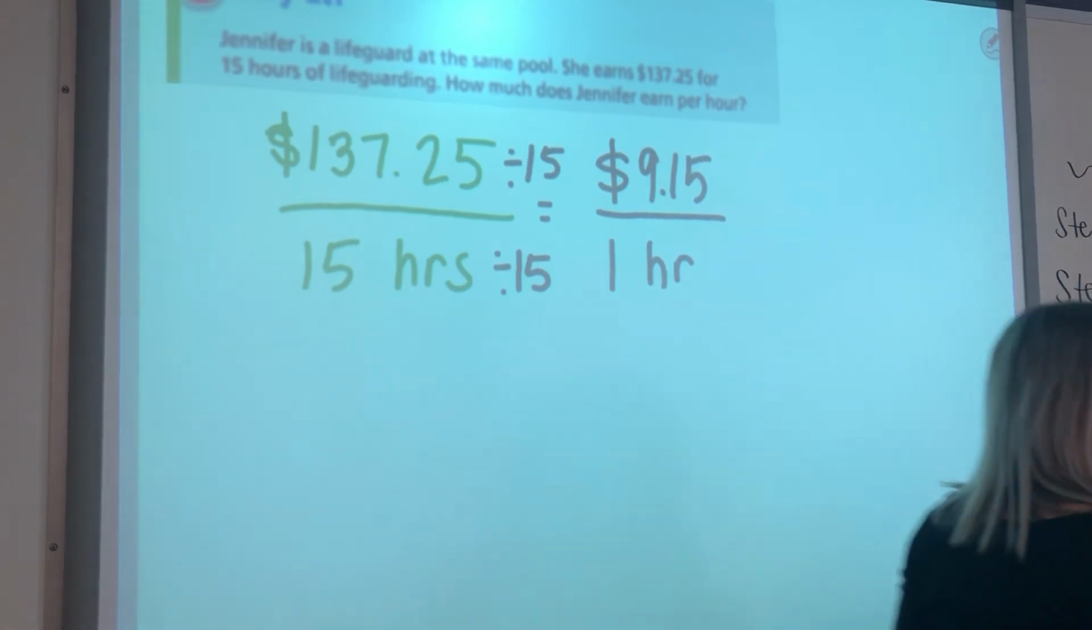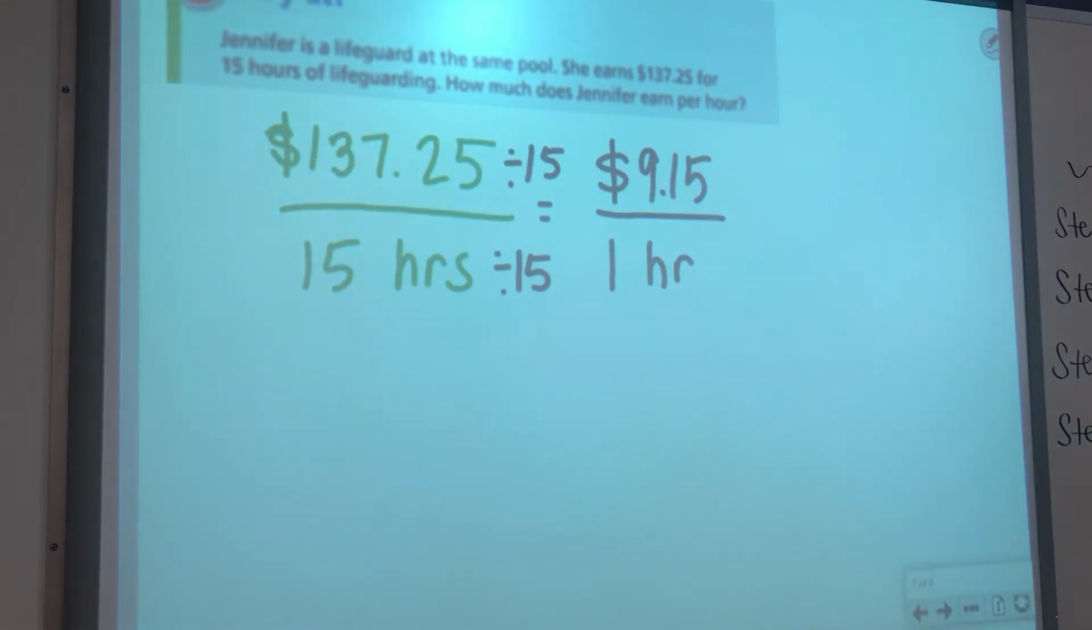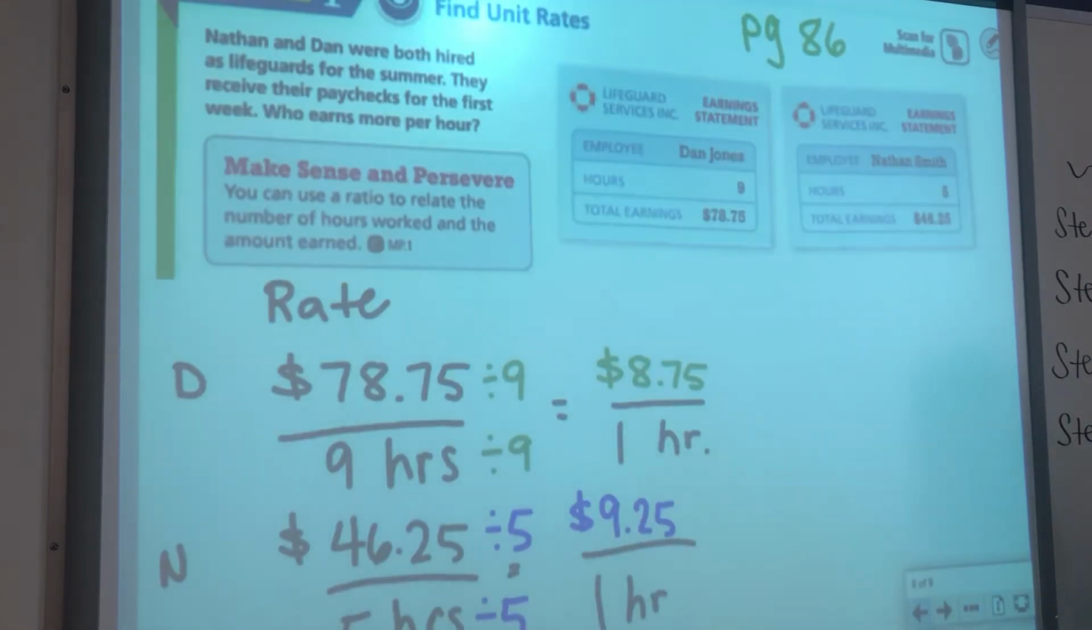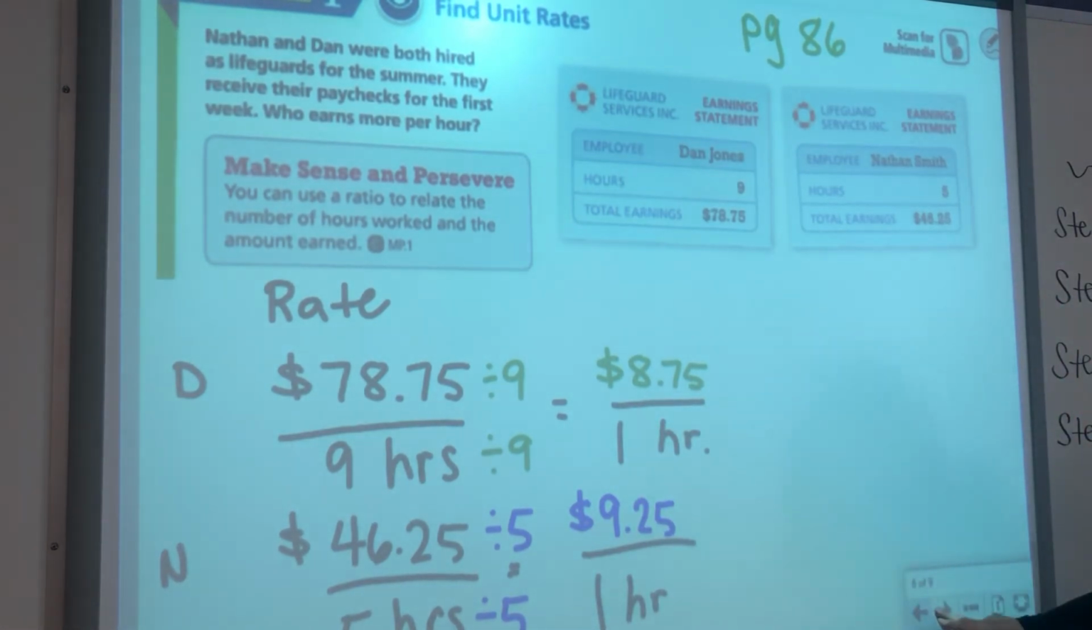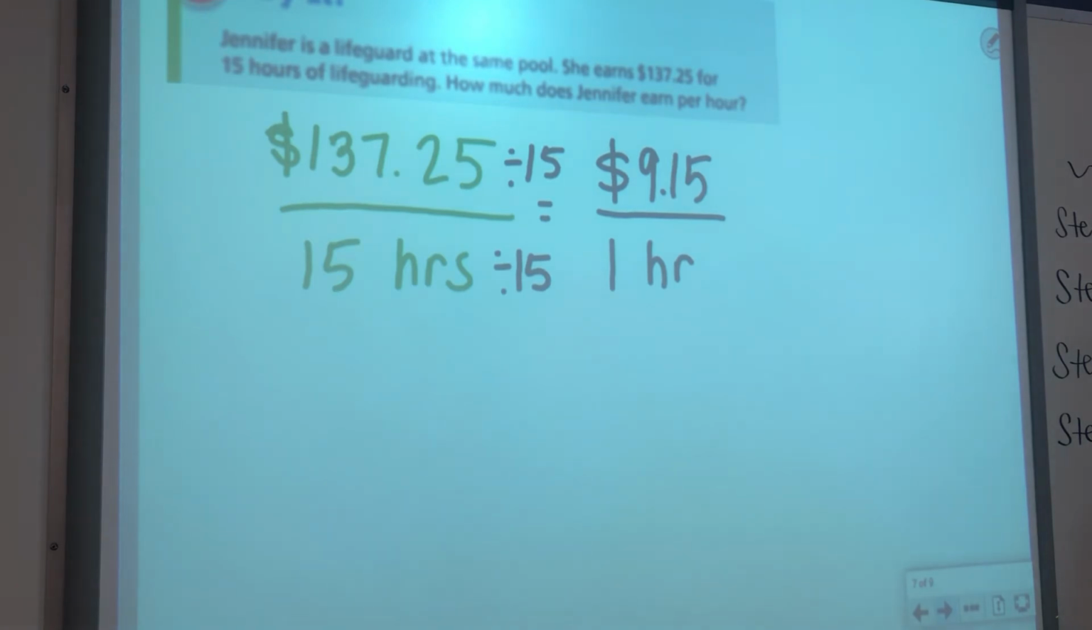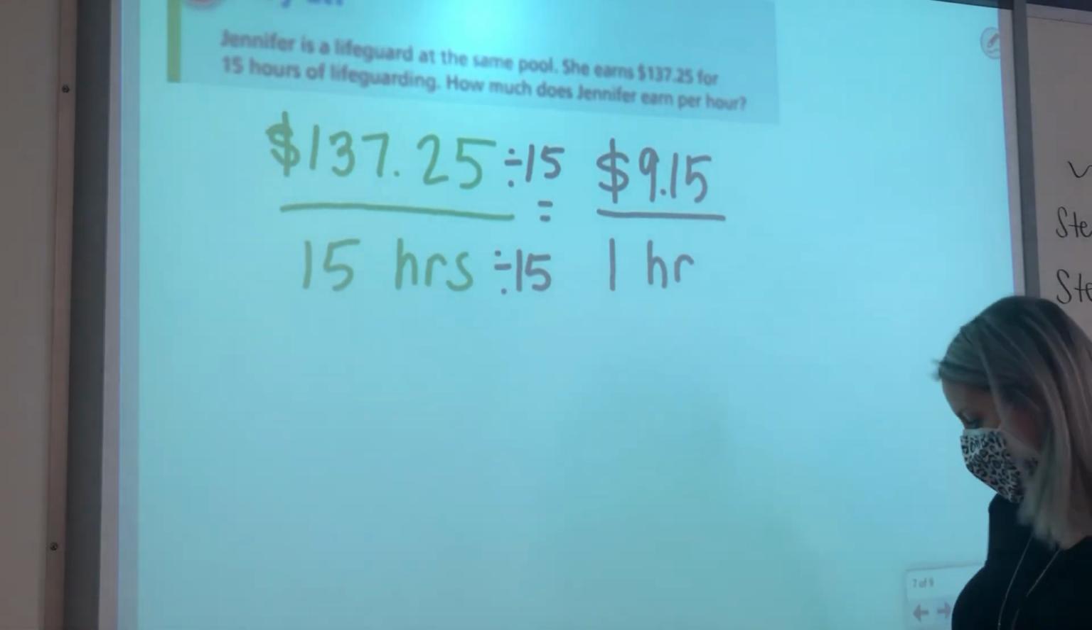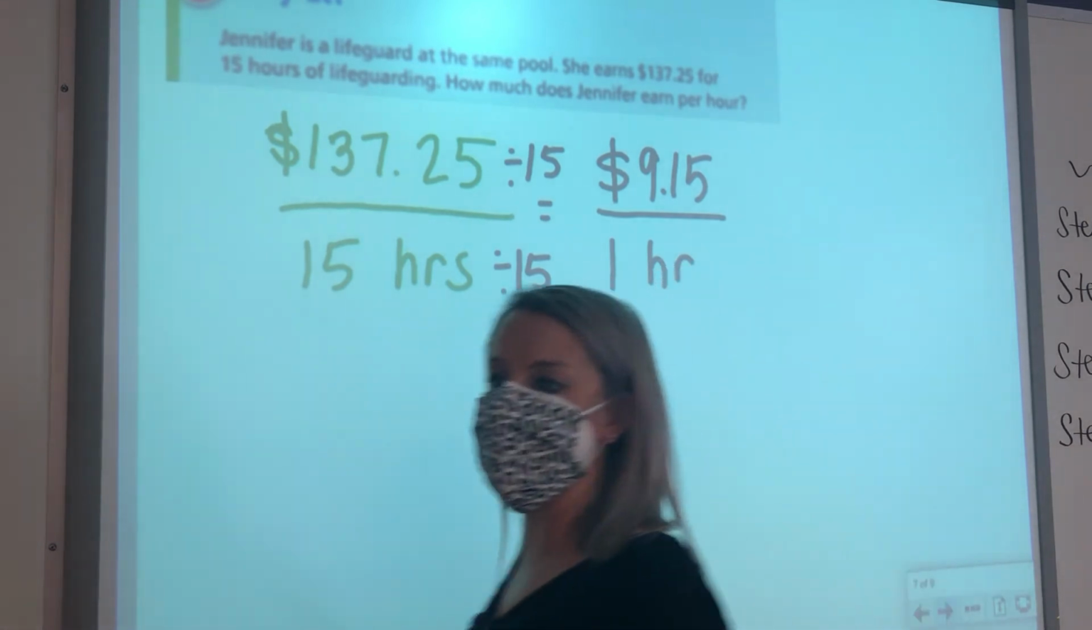Okay, so Bob said $9.15. So who makes the most? Well, all of them would be Nathan. Dan makes $8.75. Nathan makes $9.25. And Jennifer made $9.15. Okay, so Nathan makes the most money. Maybe he's the manager. Maybe he's been working there longer, right? We don't know the backstory. We don't need the backstory. We just know that Nathan makes more money.